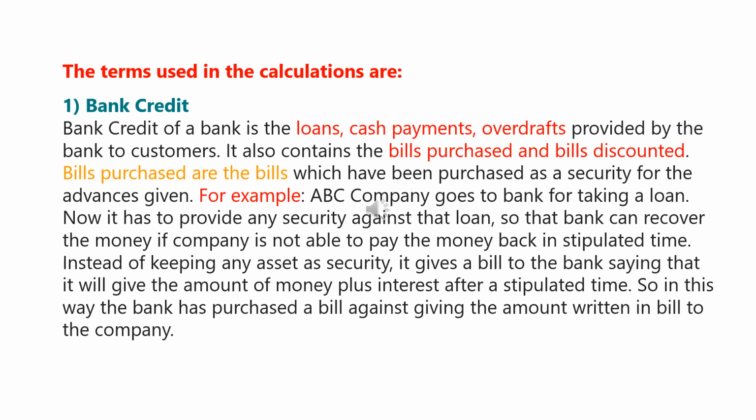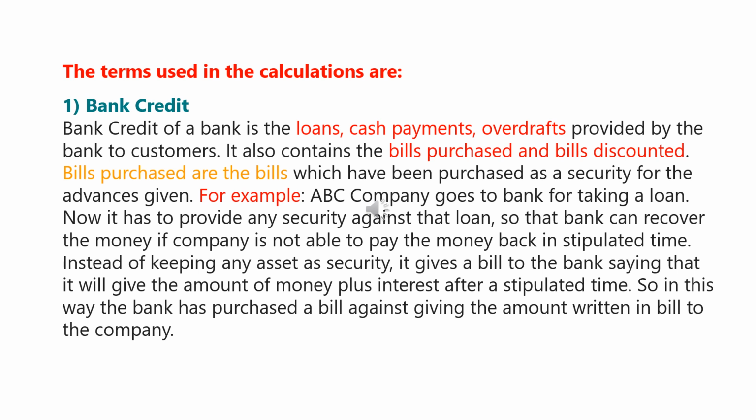Now let us see the explanation of these. What is bank credit? Bank credit of a bank is the loan, cash credit, overdraft provided by the bank to customers. It also contains the bills purchased and bills discounted. Bills purchased are the bills which have been purchased as a security for the advances given.